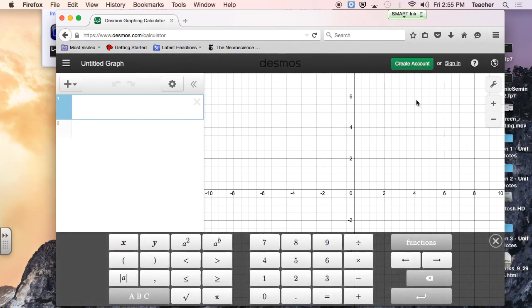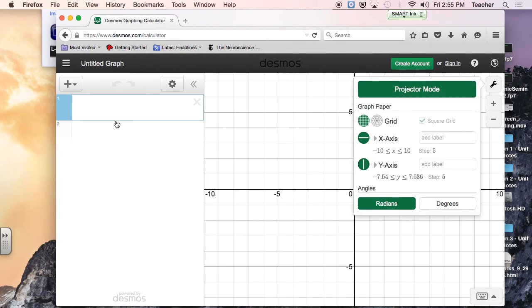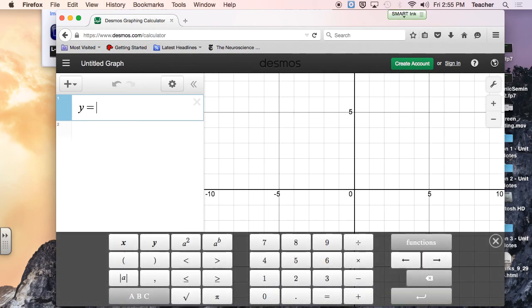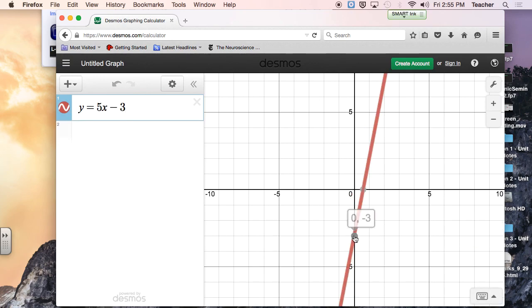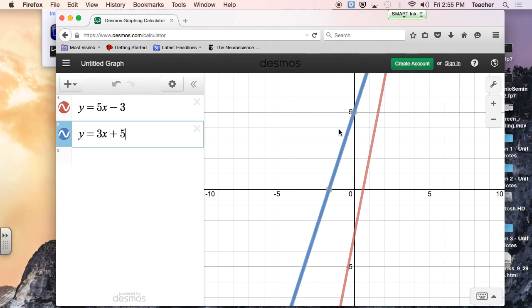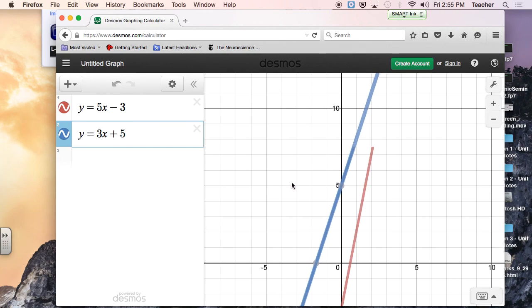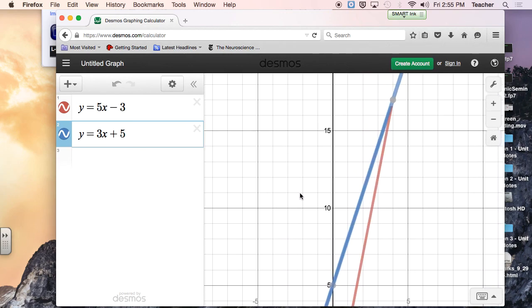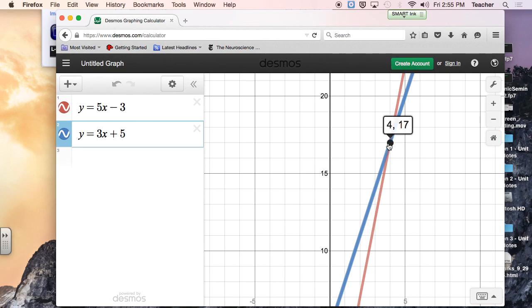Remember, this is all about finding where two graphs intersect. And so I have y equals 5x minus 3. There's the first line. Y-intercept of -3, up 5 over 1, up 5 over 1, and so on. And then y equals 3x plus 5, and so there's plus 5. I don't see any intersection here, but they seem to be getting closer up here, so I just drag up, and sure enough, the red line sort of catches up. And where do they cross? Right at (4, 17), which is the same thing we had predicted.